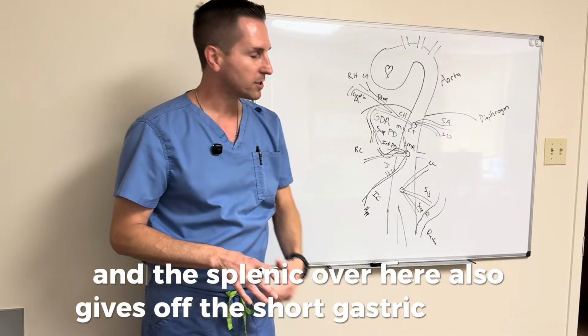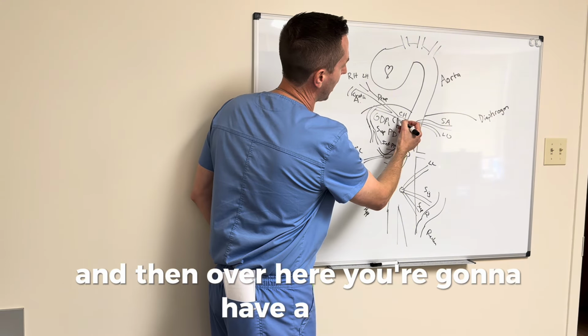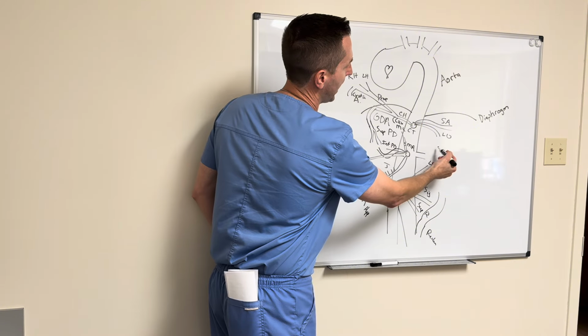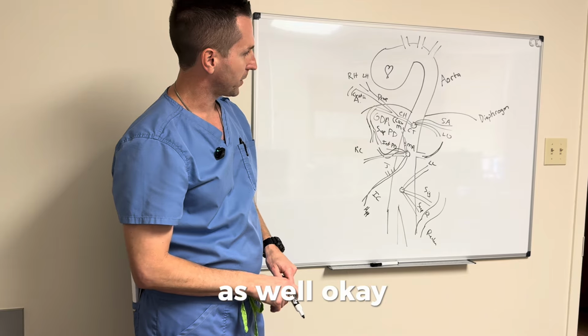and the splenic over here also gives off the short gastrics as well. And then over here, you're going to have a right gastric as well, and your gastroepiploics on the greater curve of the stomach here as well, okay?